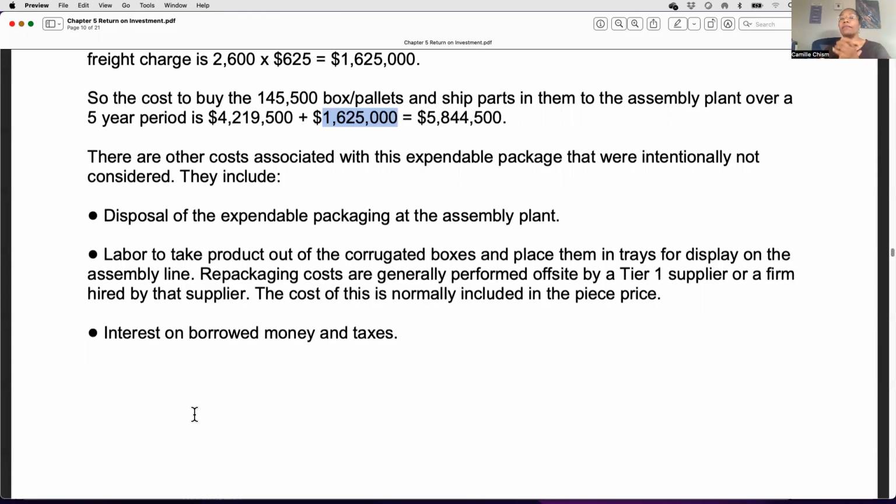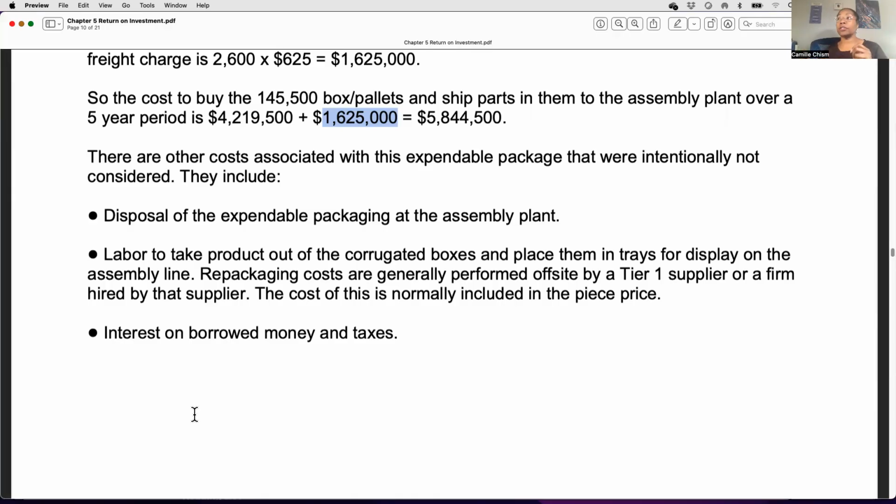So now you know that we've gotten to the point where we've calculated the expendable pack. We know that based on this example, we spent $5.8 million over a 5-year period on expendable packaging that we're going to ship in. The supplier is going to send it to the OEM on expendable packaging. They're going to drop it off at the OEM. The OEM is going to use the parts and throw the packaging away. They might recycle it, they might compact it, whatever, but that's the end of life for it. They're going to be done with it. And then the empty truck's going to go back and pick up more full pallets of expendable packaging.